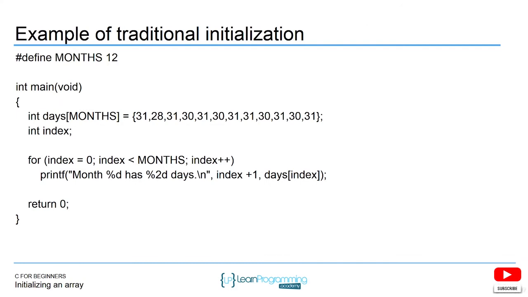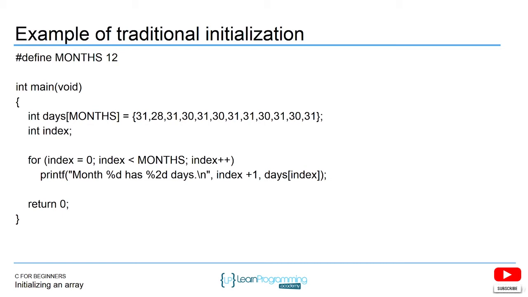So here's an example of traditional initialization, where you just declare the name of your array and you supply many different numbers. In this example, we're declaring an array and it's going to store all of the days in every single month. And so when we go through this array and we print it out, which is very common, you typically use loops to print out elements in an array or at least iterate over them. What we're doing here is we're just going to print out each month and how many days it has.